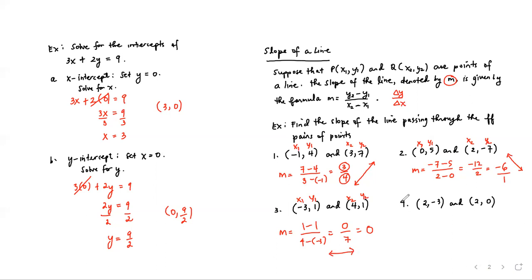Now for the last one, for the slope, (2, -3) and (2, 0). So the slope will be computed as 0 minus -3 divided by 2 minus 2. And this gives us +3 in the numerator and 0 in the denominator, which is undefined. So if the slope is undefined, then the line is a vertical line.